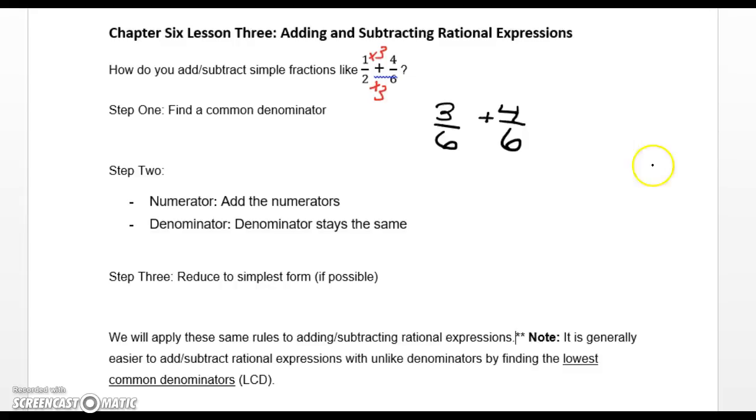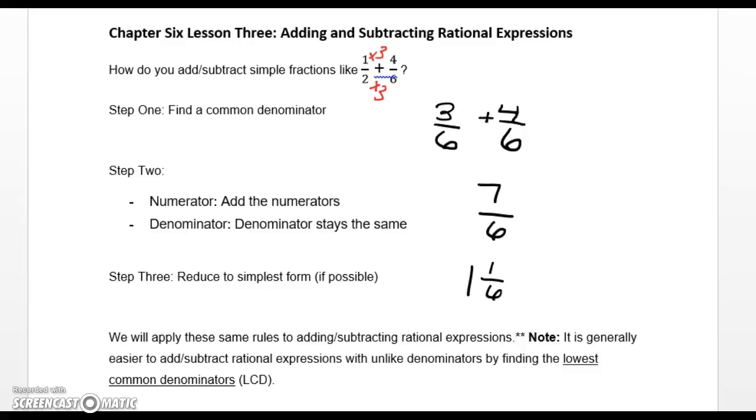Once we have that common denominator, we add the numerators, and the denominator stays the same. So 3 plus 4 is 7, and the denominator stays as 6. Then step 3, if it applies, is to reduce this to the simplest form. In this case, simplest form would be to turn this into a mixed fraction, which would be 1 and 1/6.